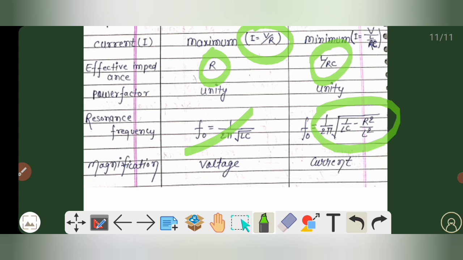Now if we talk about the magnification, then the series resonance circuit behaves as a voltage magnification circuit. And the parallel resonance circuit behaves as a current magnification circuit.